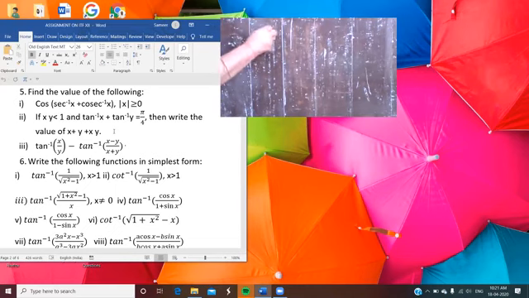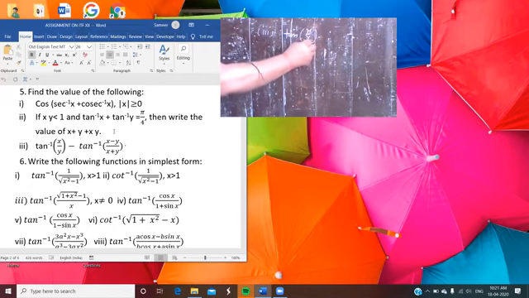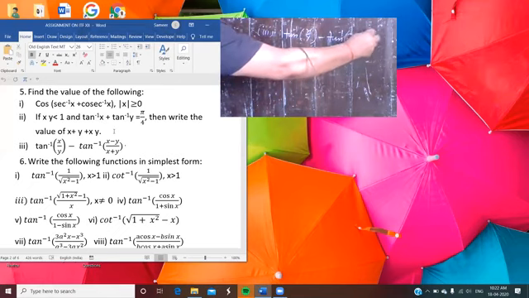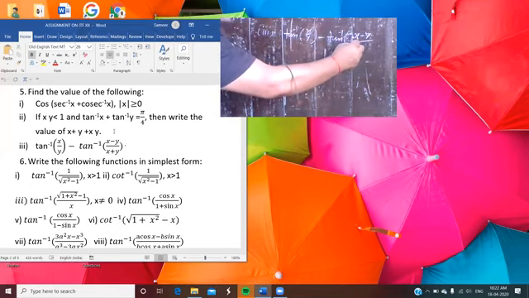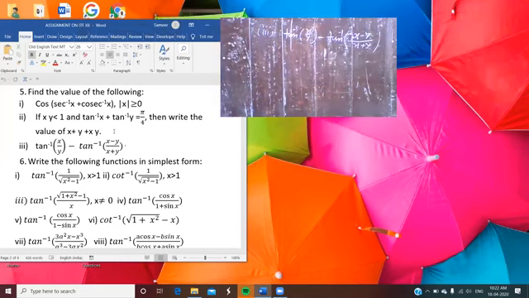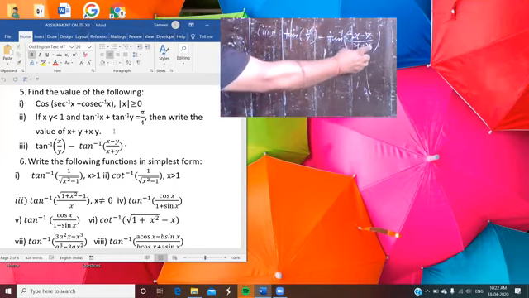Yes, third part: tan inverse x upon y minus tan inverse of (x minus y) upon (x plus y). You have to find the value of the complete expression, that means the result. So just think about this.